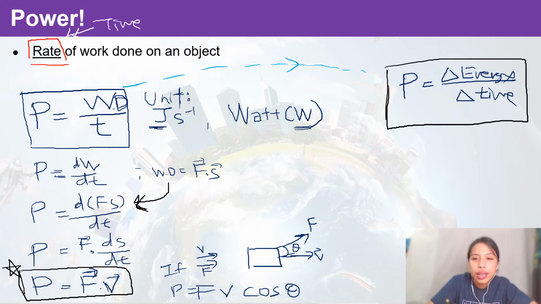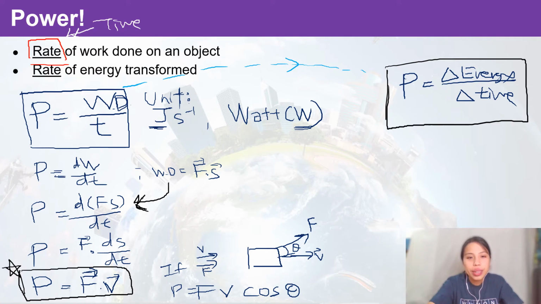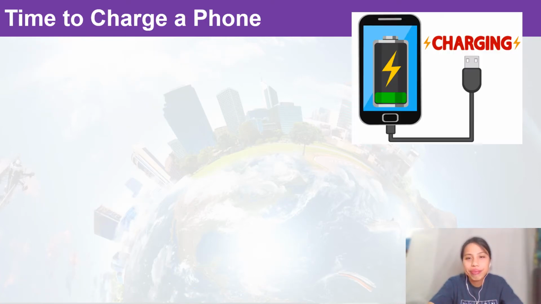Okay, so you'll see common equations: P equals W over T, P equals E over T, P equals F times V. But all these stem from the same idea that power is the rate of work done. Another one is the rate of energy transform, but stick with this one. Energy transform, work done, same idea.